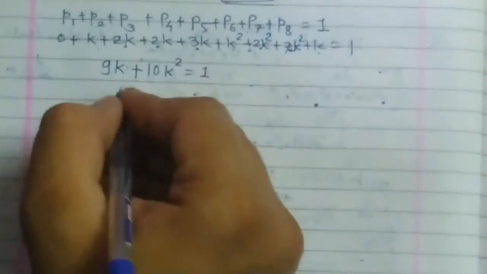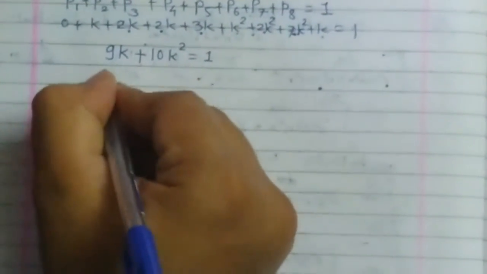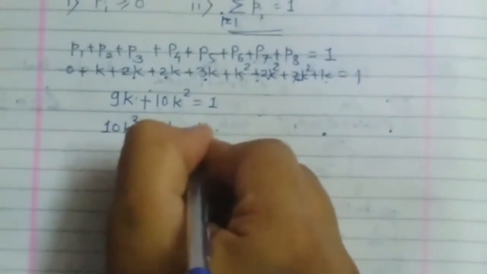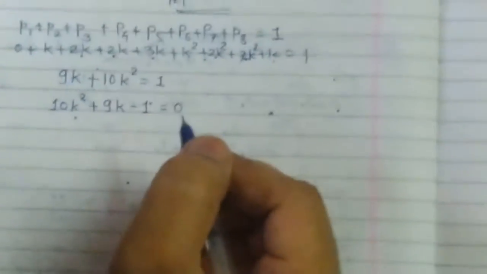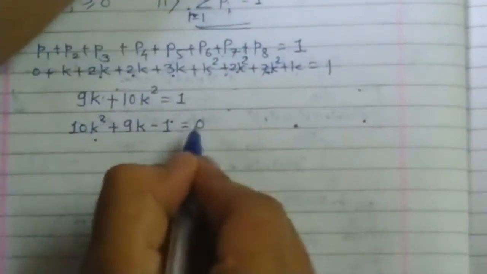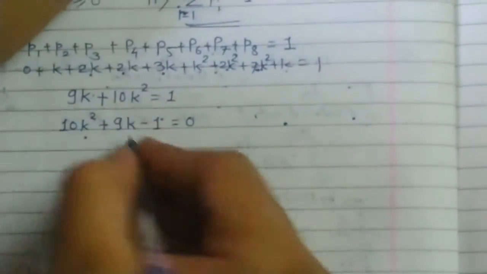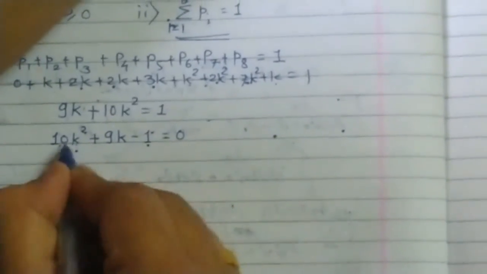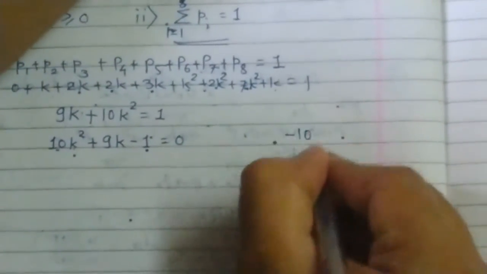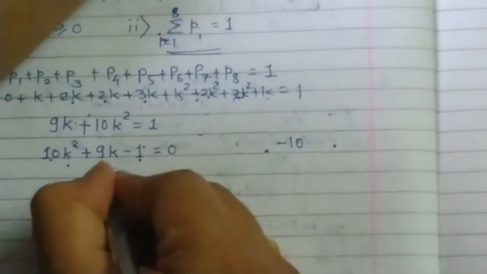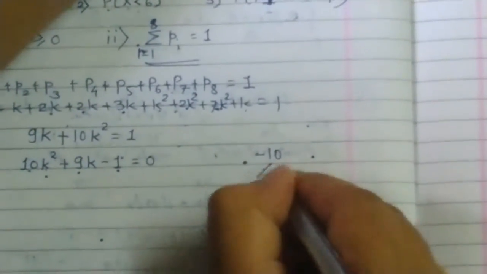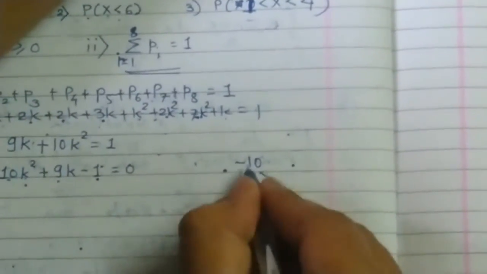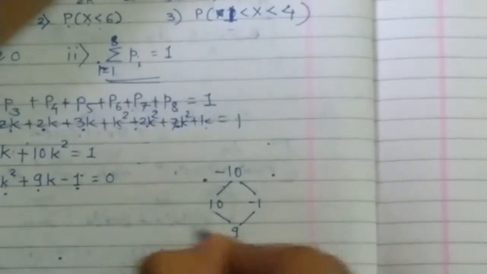So rearranging the terms, what I am getting is 10K square plus 9K minus 1 equal to 0. To find the value of K, we have to find the roots of this quadratic equation. It's very simple. The coefficient of K square is 10 and the constant term is minus 1. So 10 into minus 1 is minus 10. So we want a product of minus 10 and a sum of 9. This way we have to perform the factorization. The possible factorization is 10 and minus 1. If we take their product, we get minus 10, and if we take their addition, we get 9.